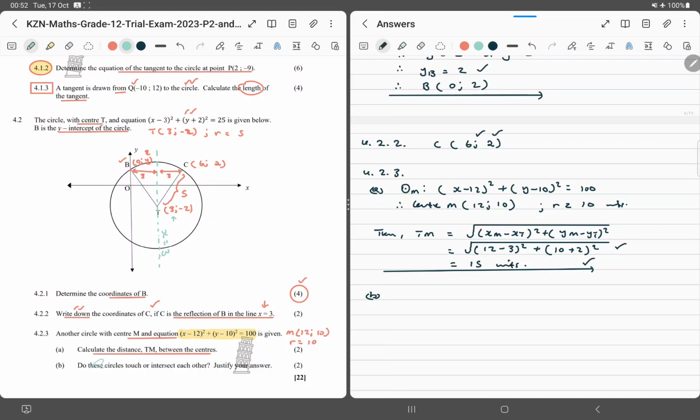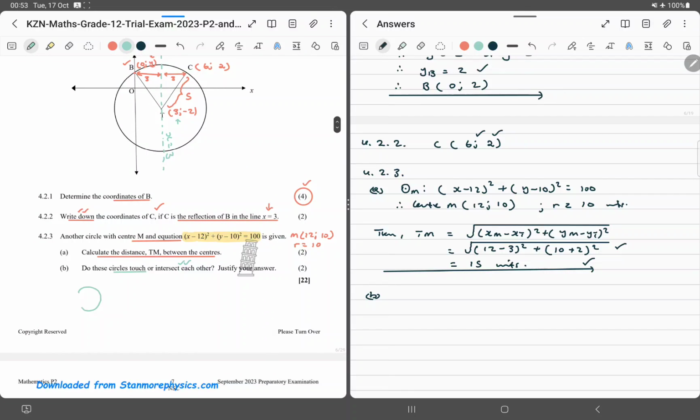The question says, do these circles touch or intersect each other? So if they touch, it's just one point. Intersect, meaning maybe 2 points or so. Now we know, guys, that if we've got a circle and perhaps another one, and they touch, as in they only intersect at 1 point, we know that the distance between their centers is equal to the radius of this circle plus the radius of the other circle. This is when they touch at only 1 point there, right?